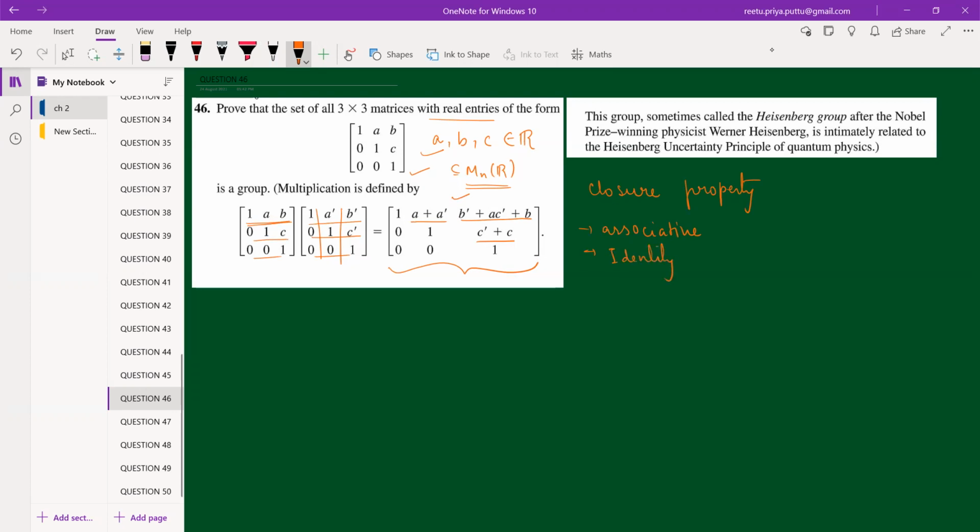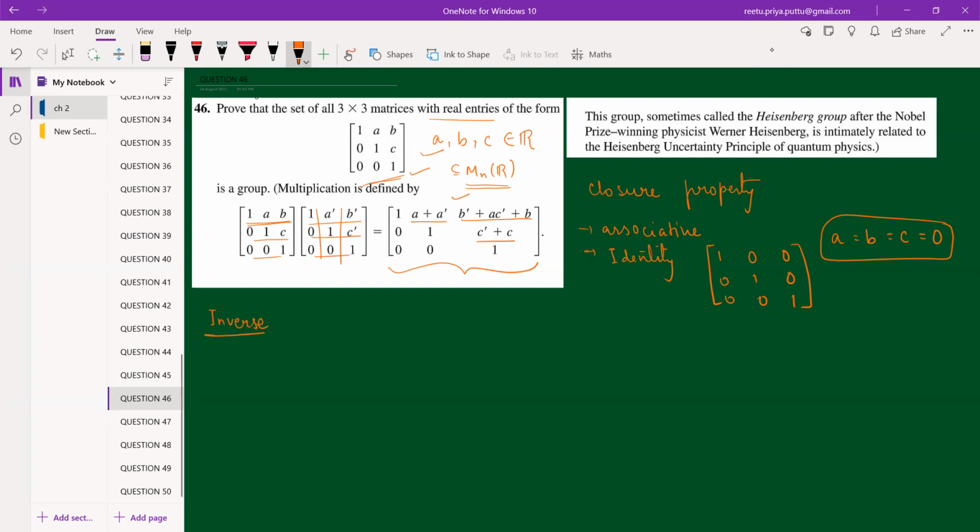Next comes the identity property. What happens to the identity element? The identity for the matrix is always 1 0 0, 0 1 0, 0 0 1. In terms of multiplication, in addition we have the zero matrix only. If we take a equals b equals c equals 0, this matrix also belongs to the same category of matrix. Now I have to find the inverse. Inverse is the only thing that we need to look at a little bit.